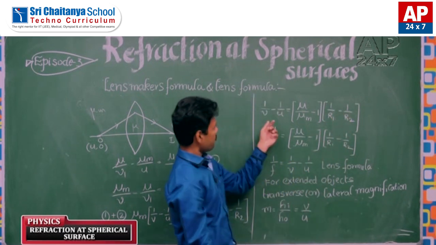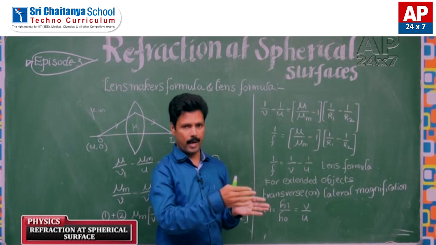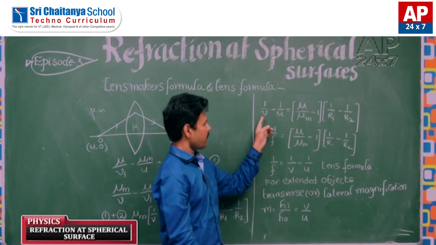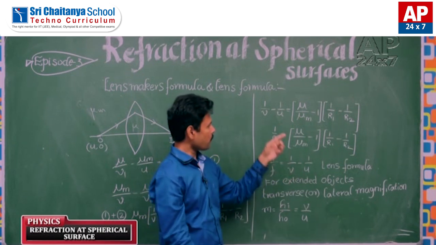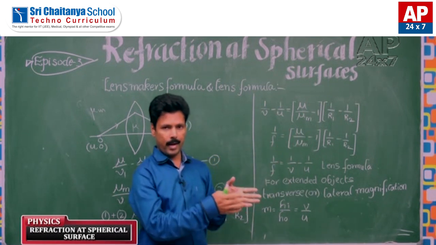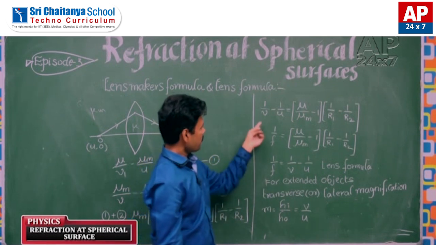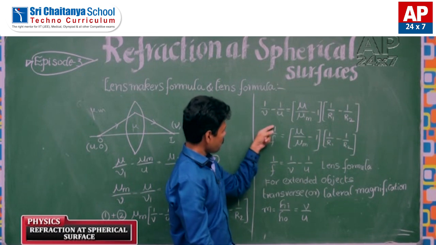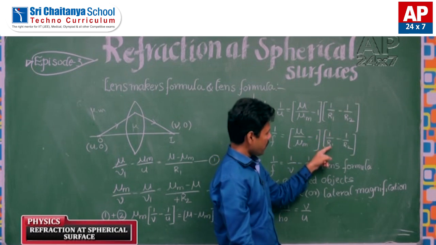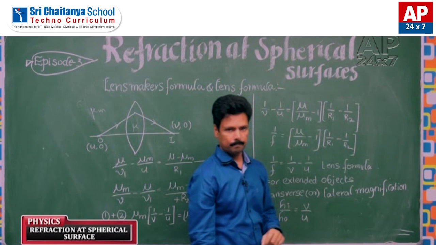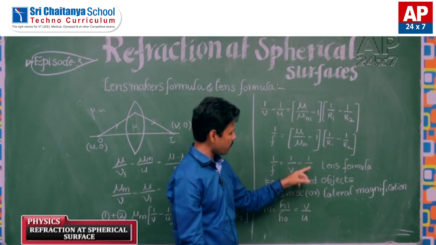If we take here in the place of u infinity, that means rays are parallel to the principal axis. In such a case, v becomes how much? It is equal to the focal length. Yes, we have seen in the last episode that when rays are parallel to the principal axis, they converge at the focus. Therefore v will be equal to f. So writing here, 1 by f equals mu by mu of medium minus 1 into 1 by R1 minus 1 by R2. Therefore 1 by f equals 1 by v minus 1 by u.